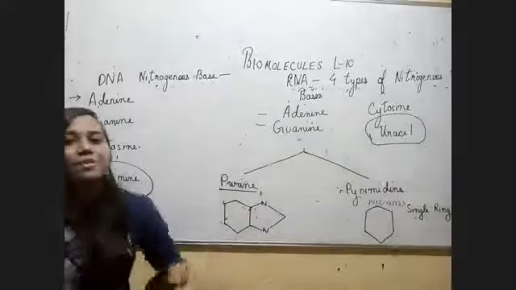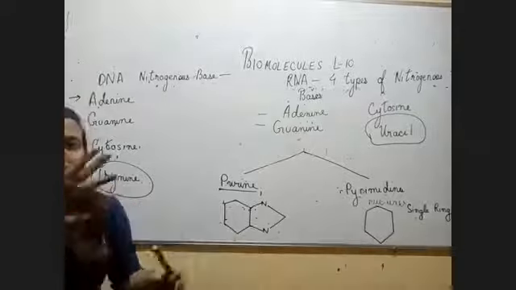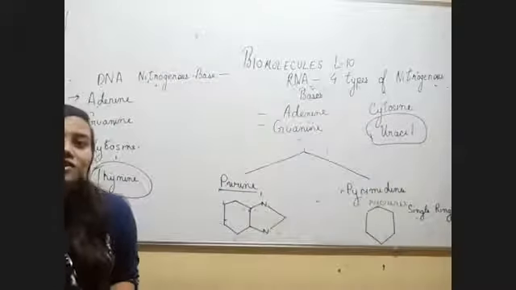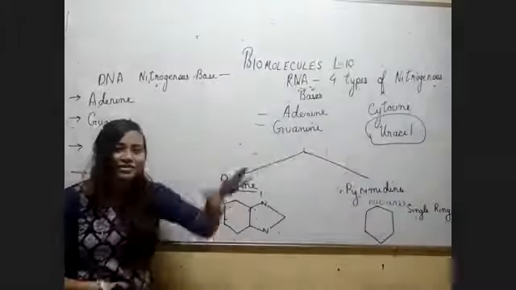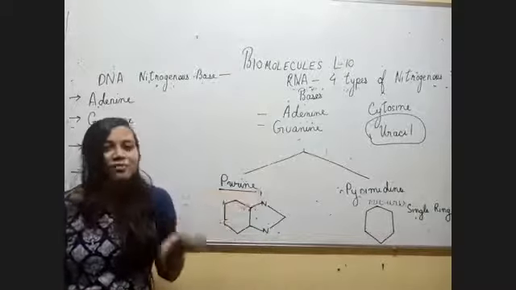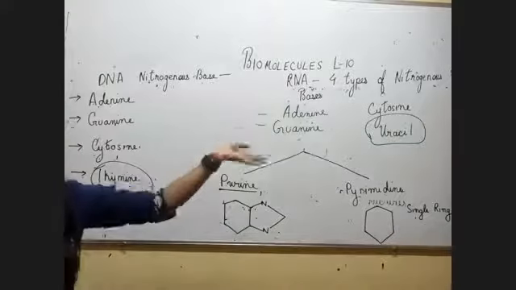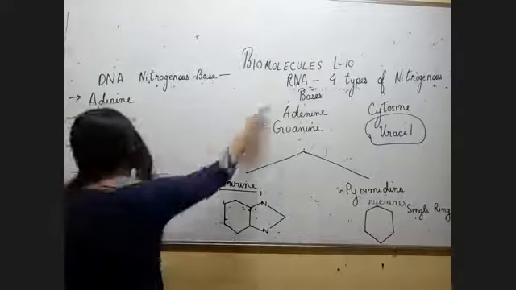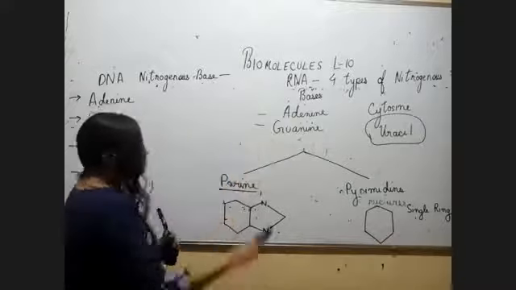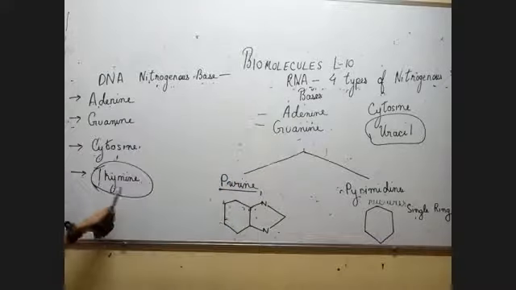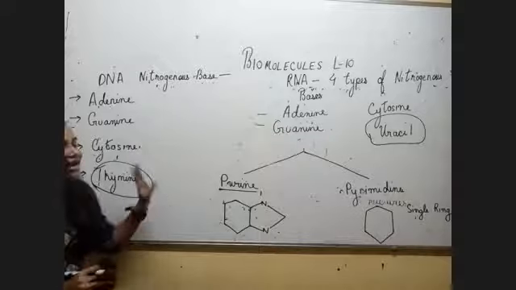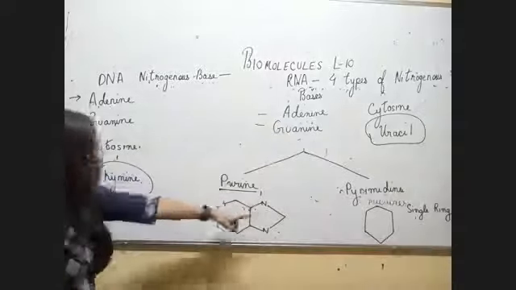So in total, how many nitrogenous bases are there, irrespective of DNA and RNA? If I ask you, what will be your answer? You will tell 5. In DNA 4, in RNA 4, but not 8 in total, because adenine is the same, guanine is the same, and cytosine is the same. The difference is thymine and uracil. So let us see which bases are under purine and which bases are under pyrimidine.